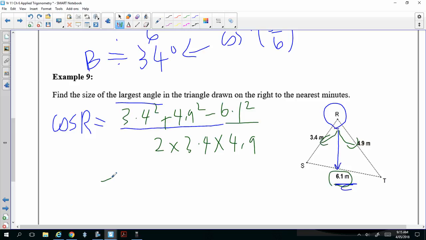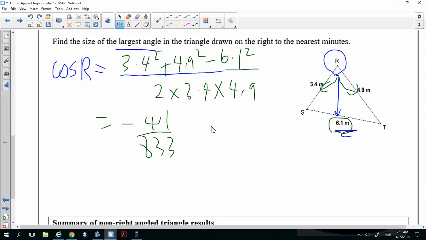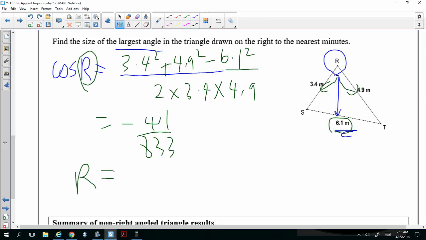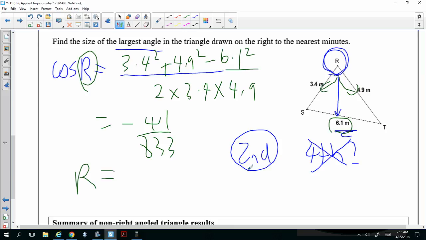Now, if it's negative, what do you expect R to be? Well, when is cos negative? What quadrant? Second. Can it be fourth? Can R be fourth? No, because the highest it could be is 180, right? So it's obtuse. So second means it's obtuse. So when you see that, you know R is obtuse. Okay, let's see whether you get an obtuse angle.